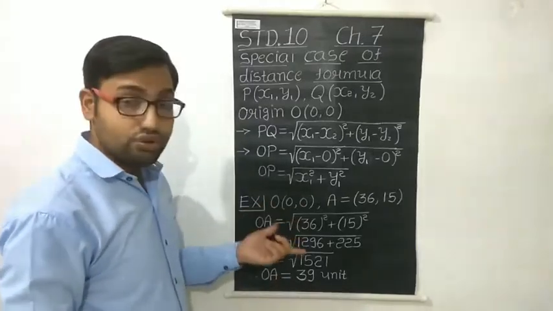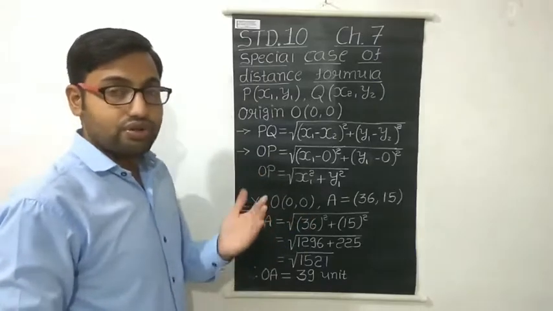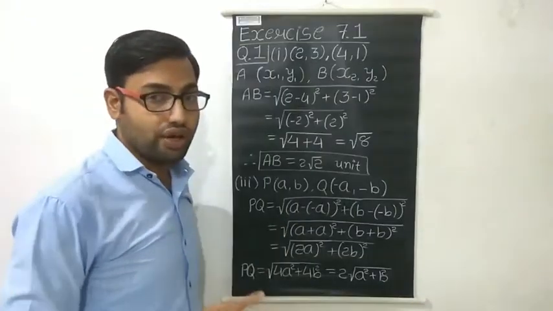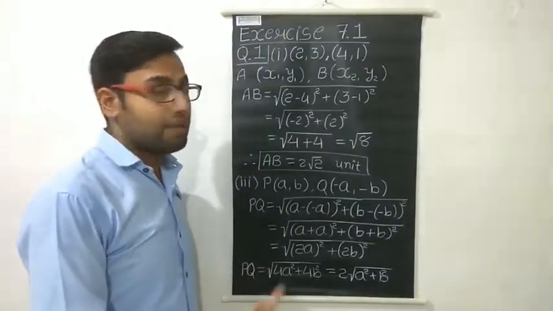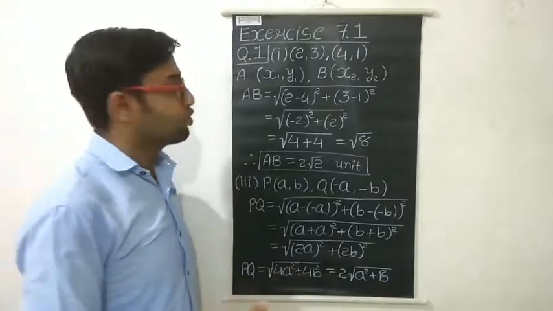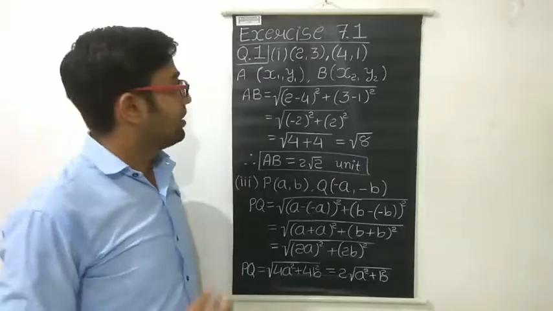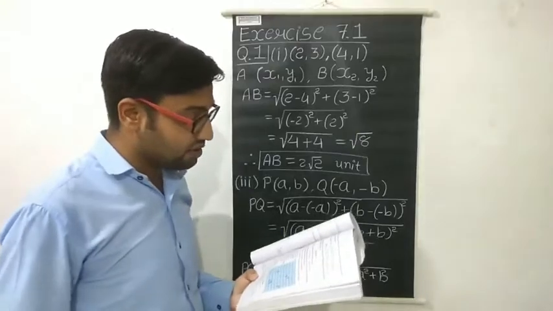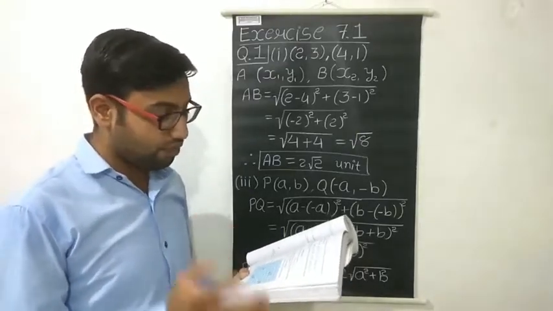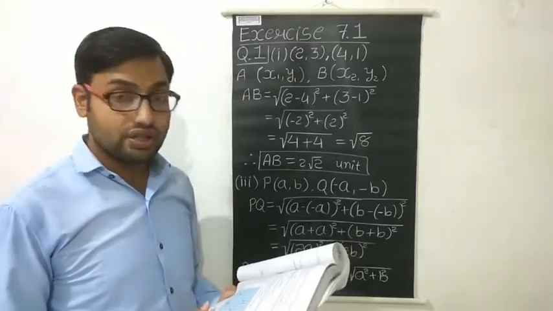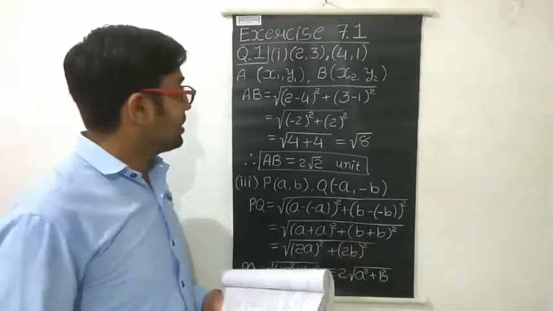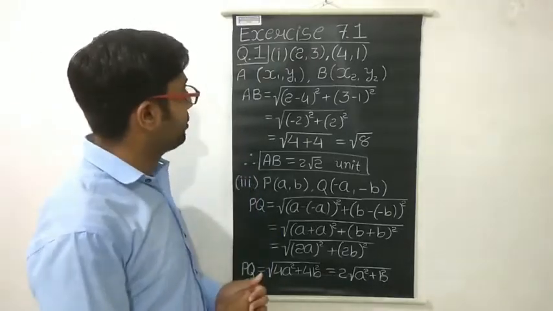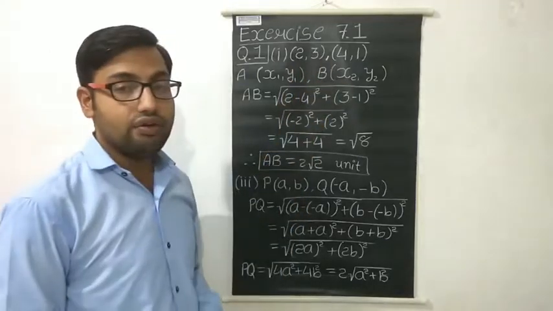So in this way we can use this special case whenever we have to find the distance of any point from the origin. Okay? Okay, so let us understand the distance formula by taking some of the examples, that is of exercise 7.1. The first question. And what is the question? The question is, find the distance between the following pairs of points. So there are 3 pairs of points given. So let us understand one by one. The first pair of points given is (2, 3) and (4, 1).